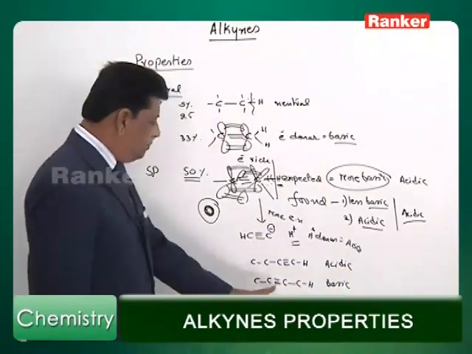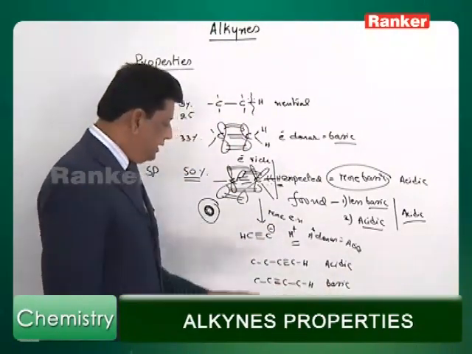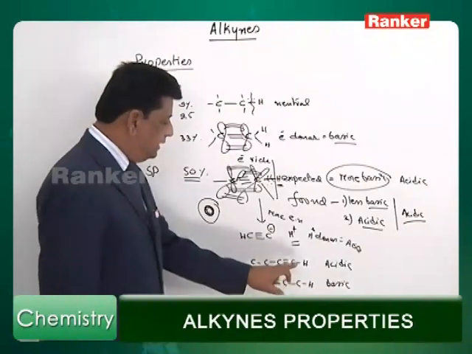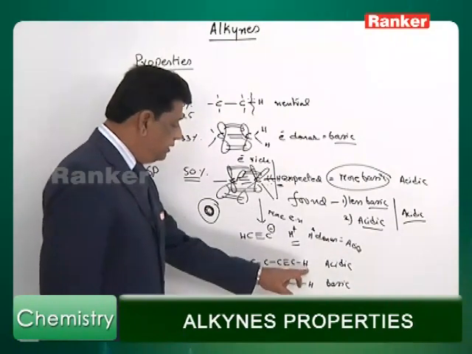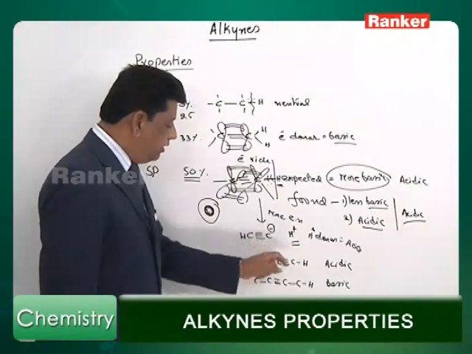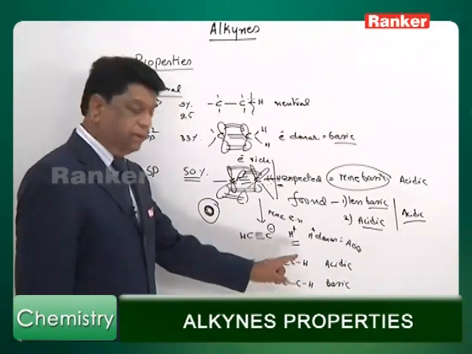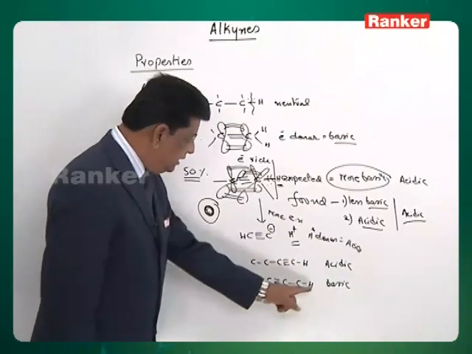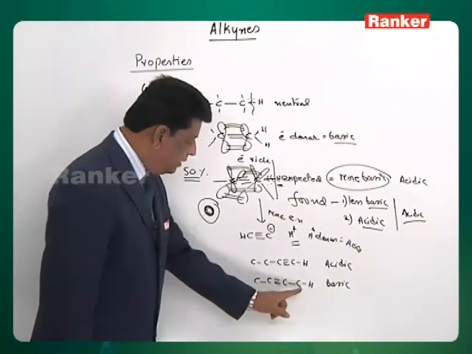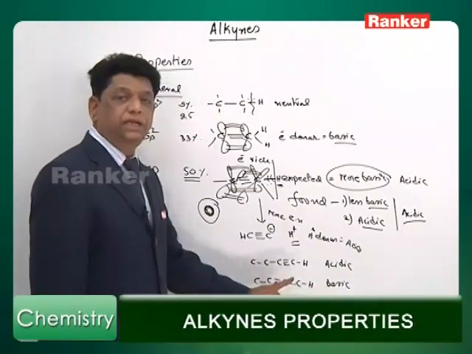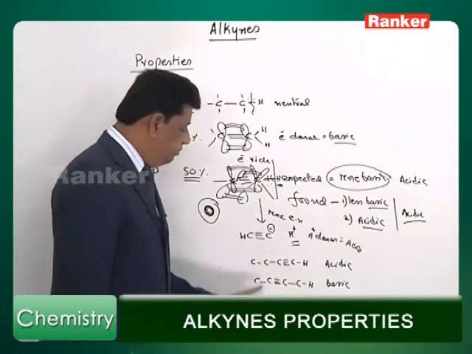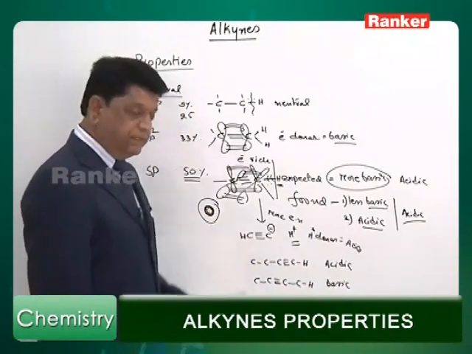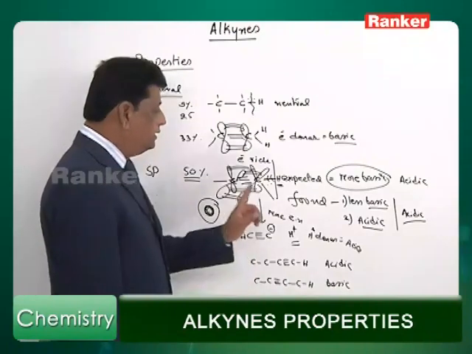Because of the triple bond presence it shows basic nature. This is basic and acidic, and acidic is dominating because of the hydrogen attached. Heterolytic fission leads to giving H plus. There is no heterolytic fission here because H is not directly attached to the sp carbon, but it is attached to the sp3 carbon. Therefore, fundamentally 2-butyne is basic in nature, 1-butyne is acidic in nature.